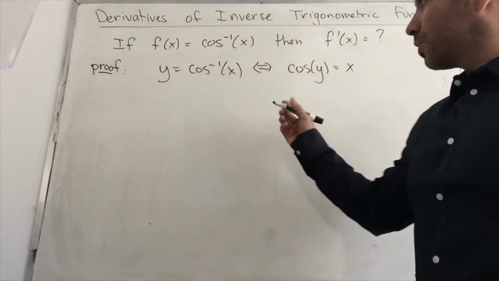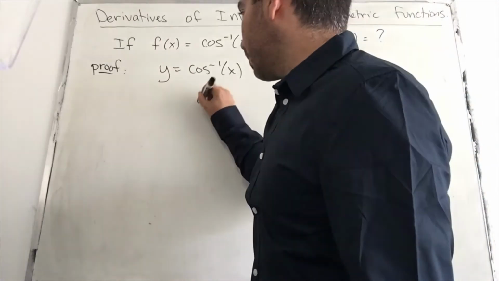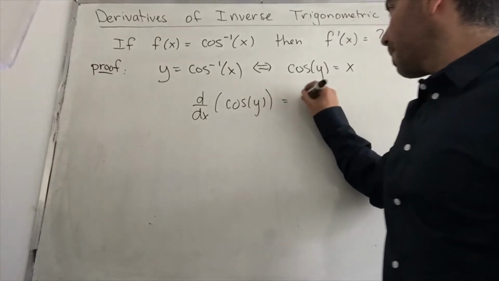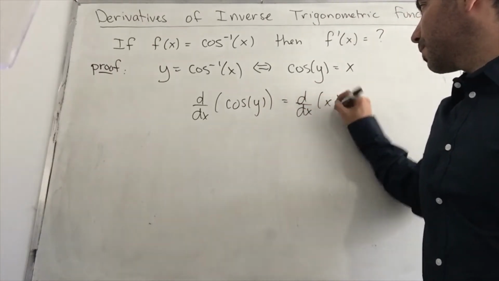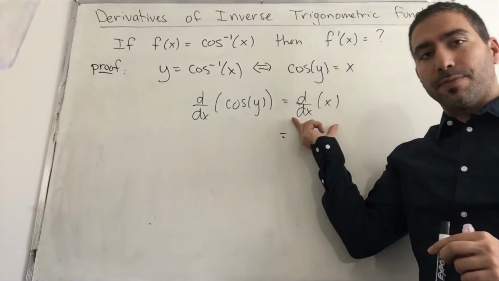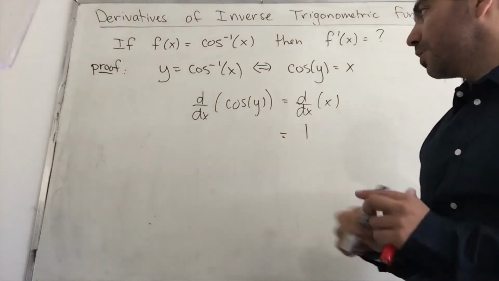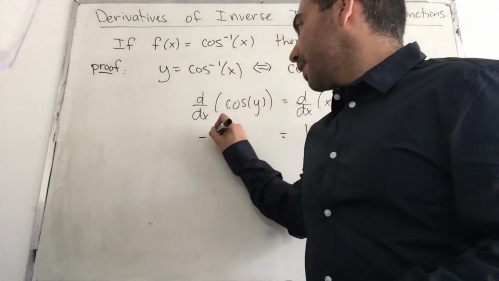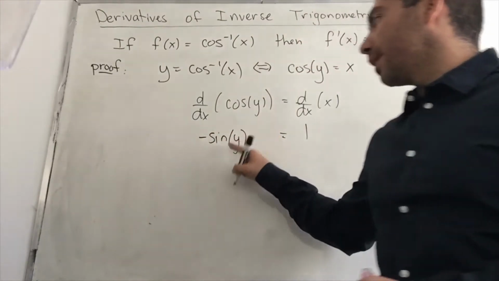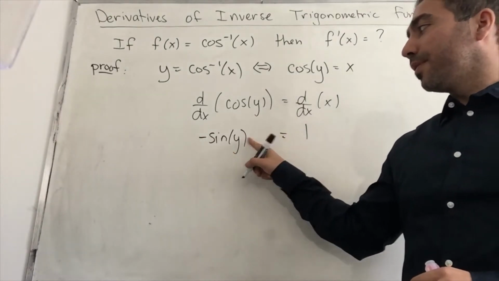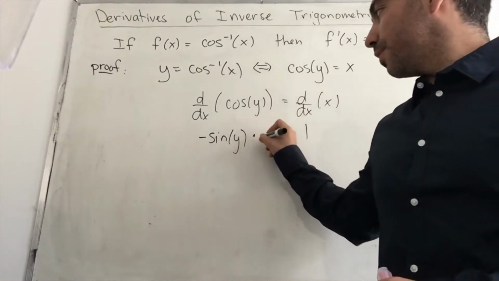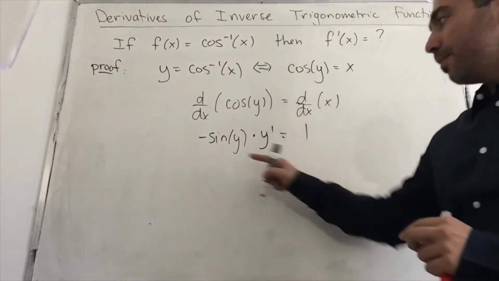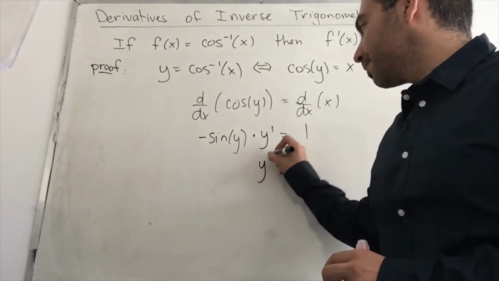So the derivative of cos of y equals x. We're going to take the derivative with respect to x. Once more, the derivative of the right hand side is fine. The derivative of x with respect to x is 1. The derivative of cos y with respect to x is, well, the derivative of cos is negative sine of whatever's in the bracket. In this case, it's a y, times the derivative of what's in the bracket. So times the derivative of y. So we'll just leave it as y prime. Okay. Now we solve for y prime by dividing by negative sine of y.